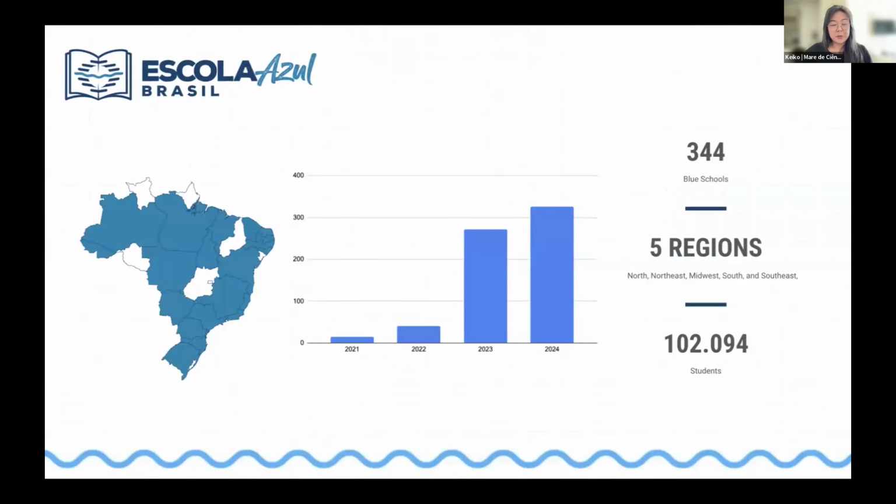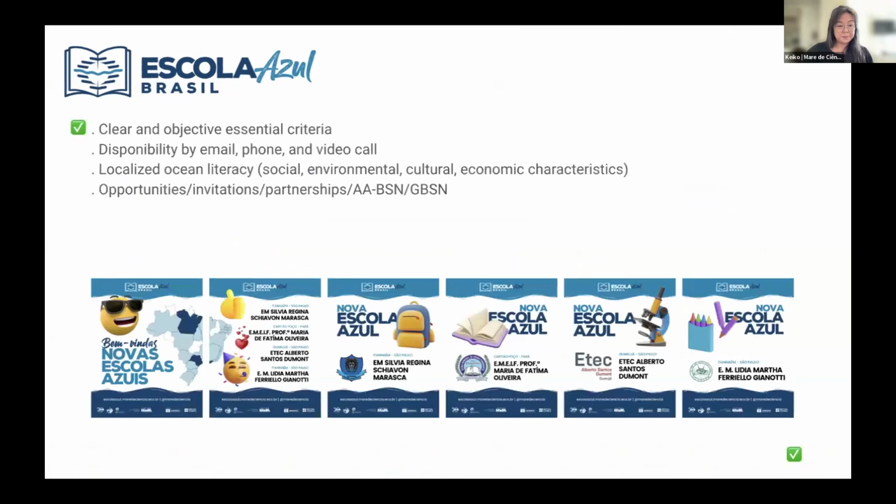Just a brief overview, we started in 2021 with a pilot project with 15 BlueSchools, mainly from the Southeast region here in Brazil. And by 2024, right now, we have over 300 BlueSchools across the 5 regions of Brazil, and it sums up to a little over 100,000 students within the schools working on their own personalized, localized ocean literacy project.